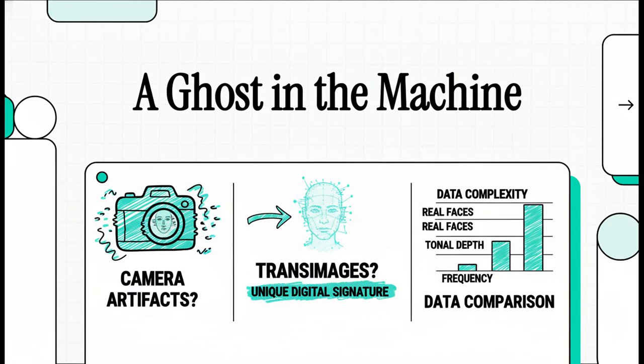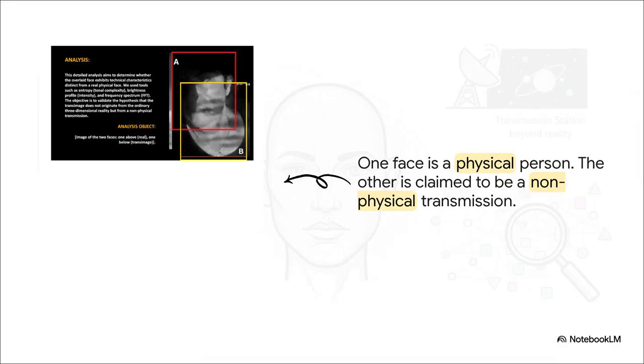Okay, today we're diving into a really interesting document. It's one that tries to apply hard digital forensics to a pretty unusual phenomenon, these strange faces that just mysteriously show up in photographs. Now, this isn't about ghosts in the classic sense. It's about what the source document calls a ghost in the machine, a signal that might just have its own unique digital fingerprint. So, take a look at this.